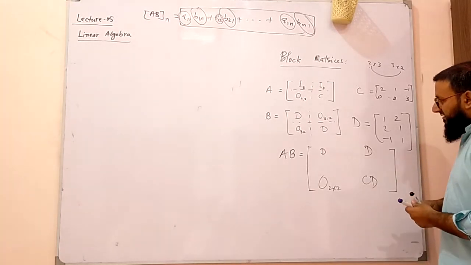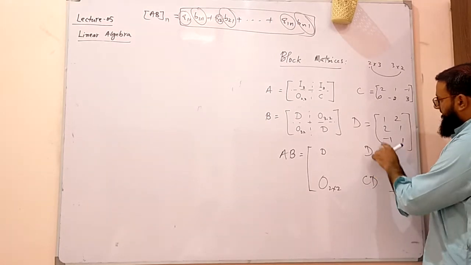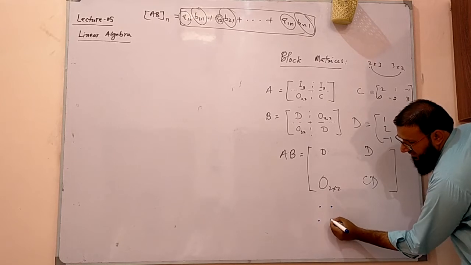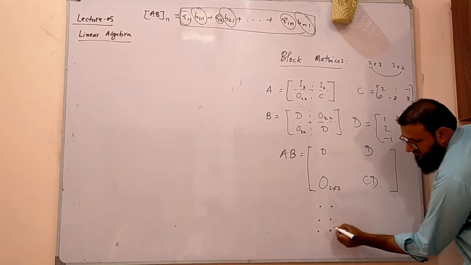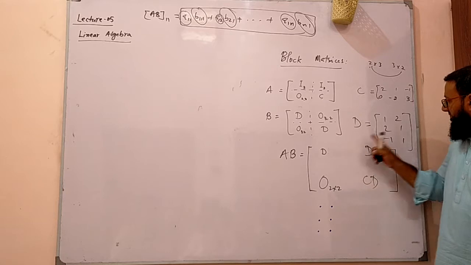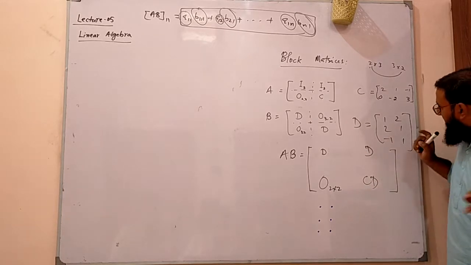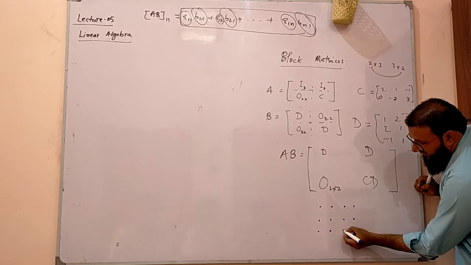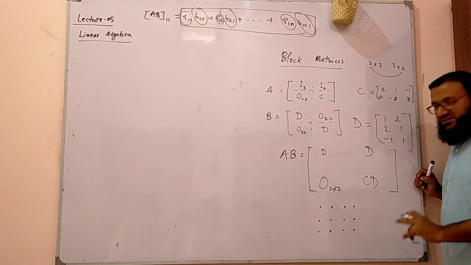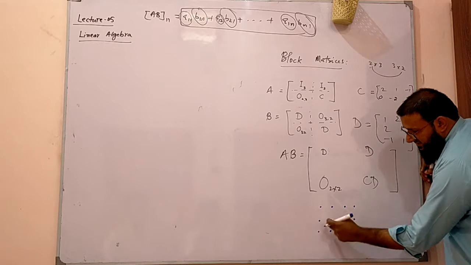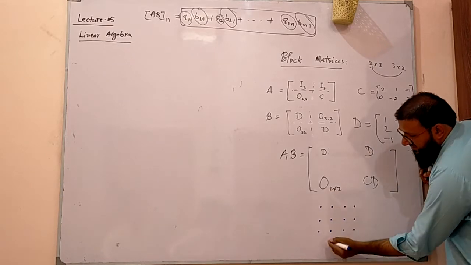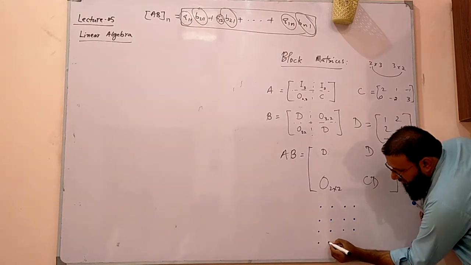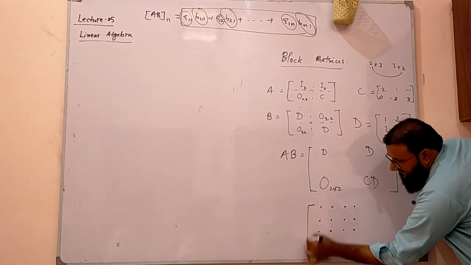So, what is the order of D? D would be like these 6 entries. Okay, I am writing it in this way. D will be these 6 entries: 1, 2, 3, 4, 5, 6. Let us do it like this. And this will be how many entries? 1, 2, 3, 4 entries.